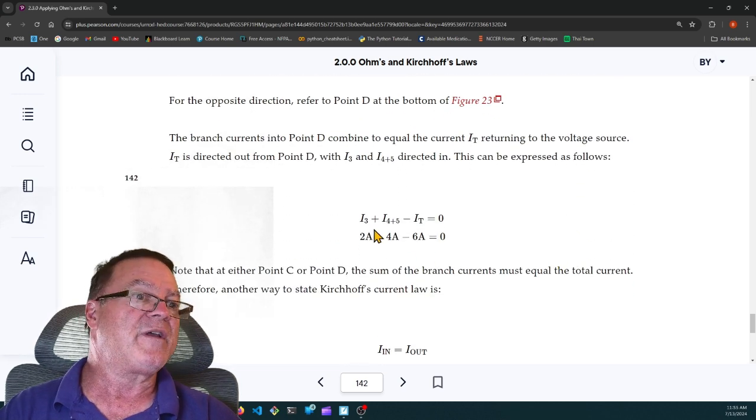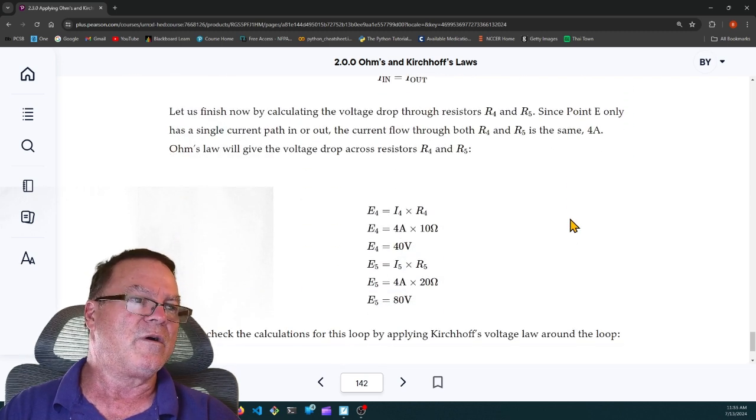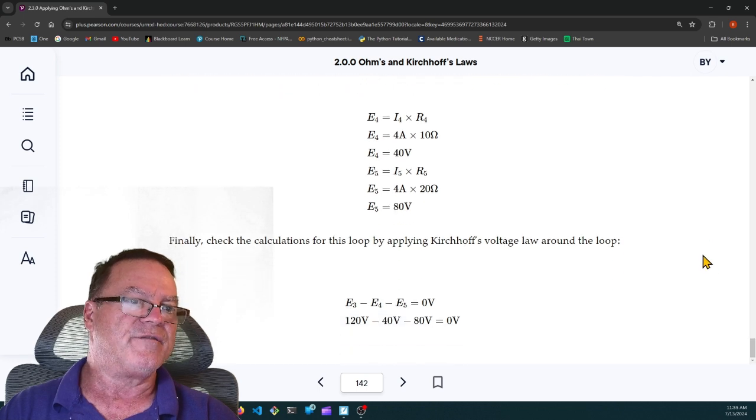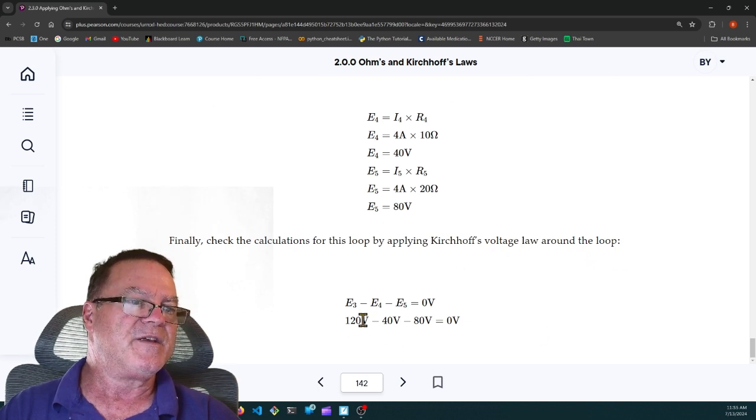Now that we know that, we can find out what the voltage drop is across R4 and across R5. So here 4 amps times 10 ohms is 40 volts across R4, and 4 amps times 20 ohms is 80 volts across R5. Finally, check the calculations for this loop by applying Kirchhoff's voltage law around the loop. So we have 120 minus 40 minus 80 equals 0. Very good. All right.